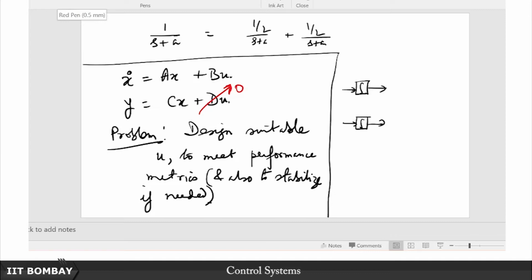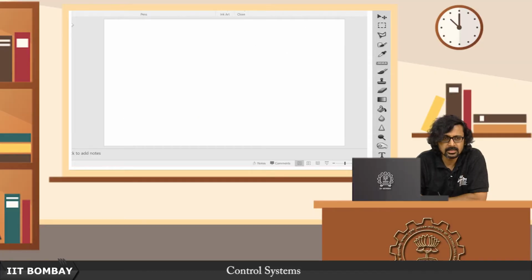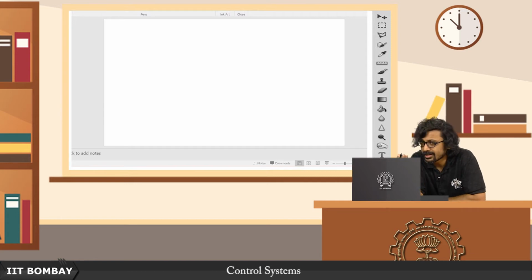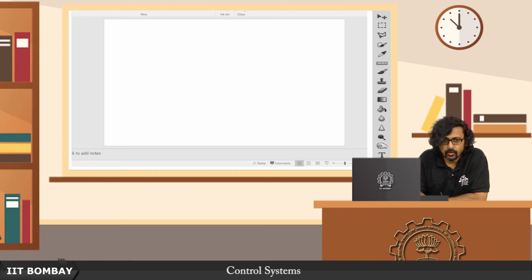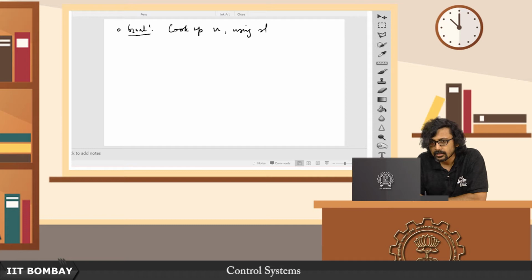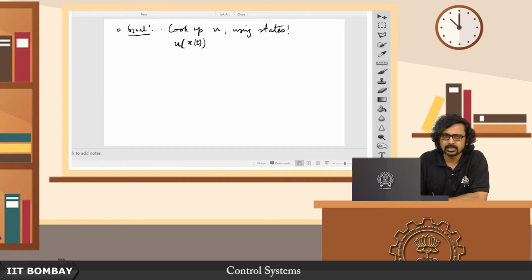Earlier we were feeding back this output, but because the state space domain allows us this freedom of defining these states, which are of course non-unique from realization to realization, we want to cook up u. So the goal is to cook up u using states. So we want to cook up u as a function of x, so u as a function of the states.